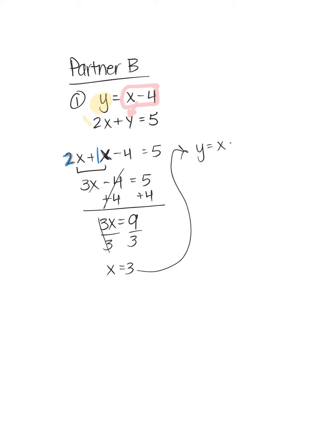So the original equation is y equals x minus 4. We're going to substitute 3 for x. So y equals 3 minus 4. And 3 minus 4 is negative 1. So I think my solution is going to be 3, negative 1. Let's find out by doing the check.